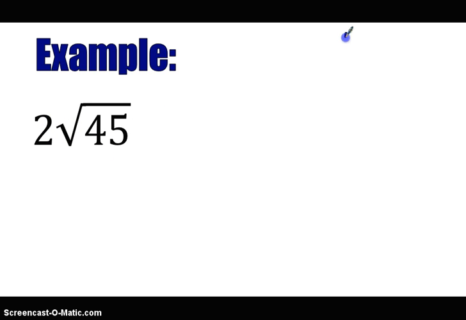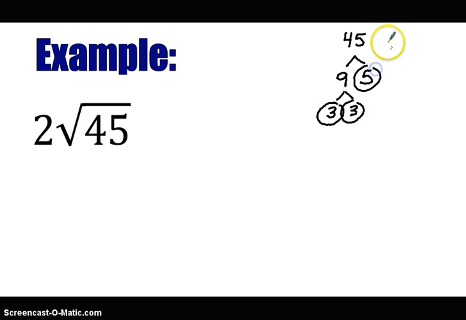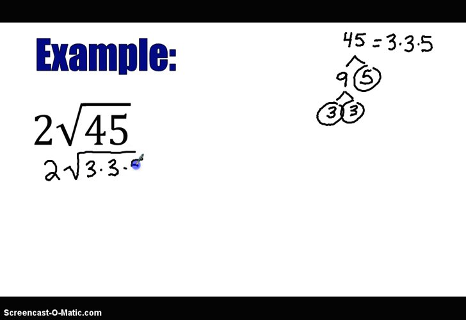So our first step is going to remain the same: rewrite the radicand as its prime factorization. Well, we know that 45 is the same as 9 times 5. 9 is the same as 3 times 3. So we have our prime factors of 3, 3, and 5. So we'll rewrite the radicand as 3 times 3 times 5 since it has the same value as 45. So we have 2 times 3 times 3 times 5.